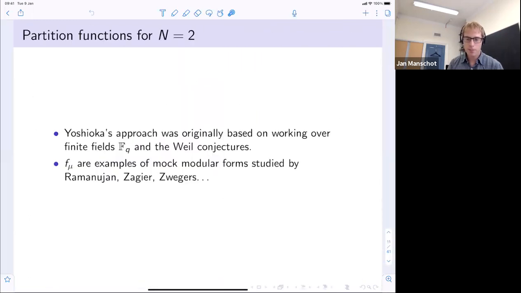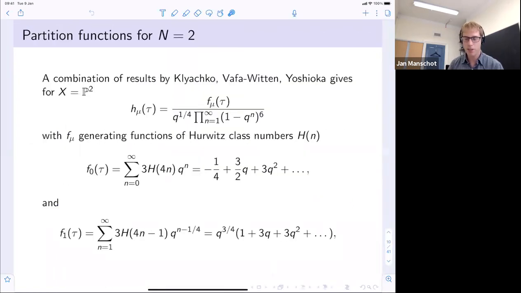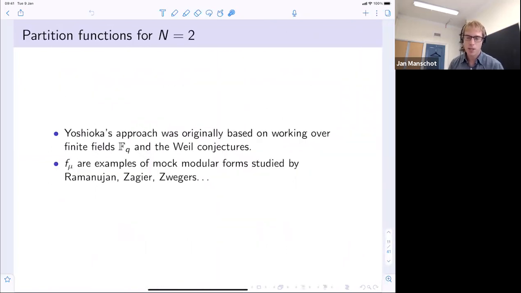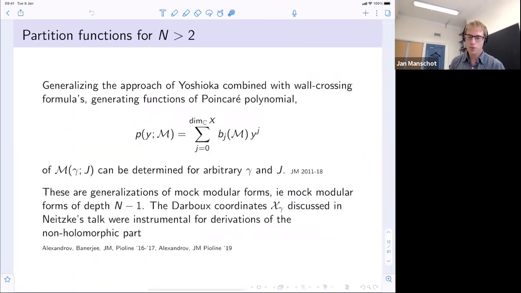Now it has been possible to continue the calculation of these generating functions to larger n, more complicated gauge groups U(n) with n larger than 2, and also to generating functions which include the refinement parameter y, which enumerate the Poincare polynomials of these moduli spaces. And these are generalizations of mock modular forms. In fact, they are mock modular forms of depth n minus 1 for U(n), and they are studied quite a bit in the literature. There was also a paper by Putrov, Manschot, and Witten with an intrinsic N=4 derivation of the mock modular, or the non-holomorphic part.